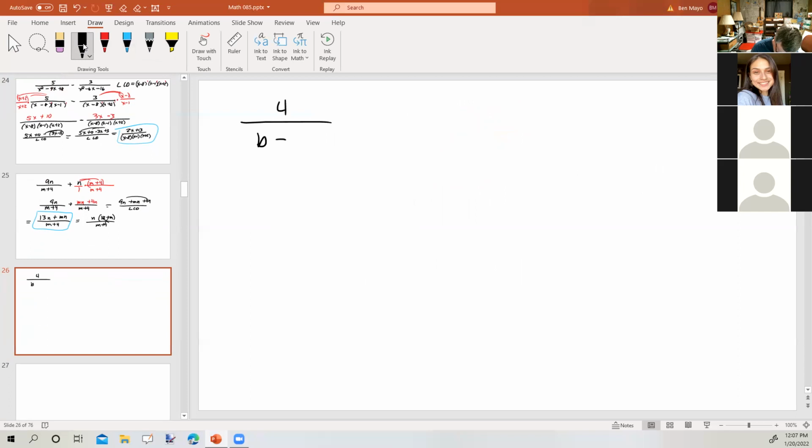4 over b minus 6 plus b over 6 minus b. Now, at first glance, you might say, oh, the LCD is b minus 6 times 6 minus b. And you take the first fraction and multiply it by 6 minus b over 6 minus b, and the second fraction times b minus 6 over b minus 6, and you get a big mess that you don't need. These two denominators are opposites of each other, aren't they?